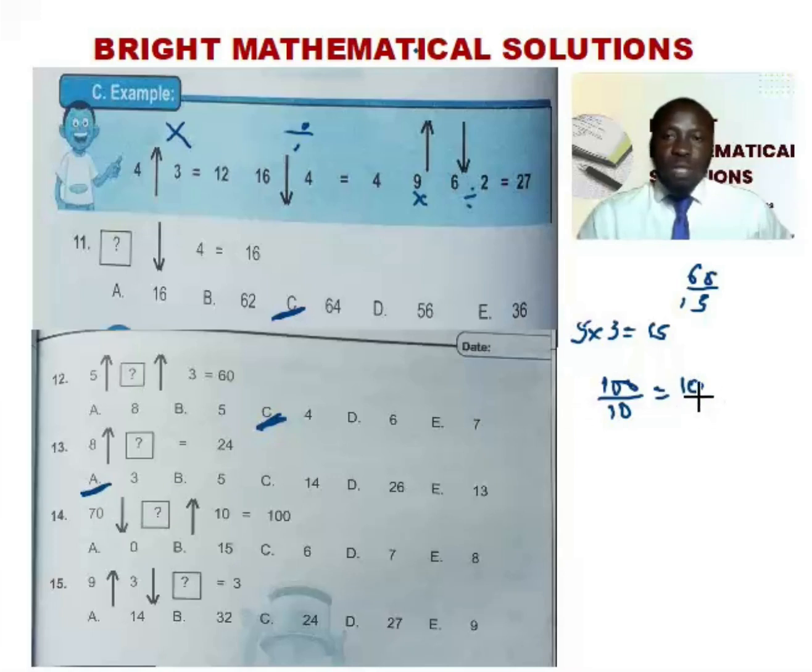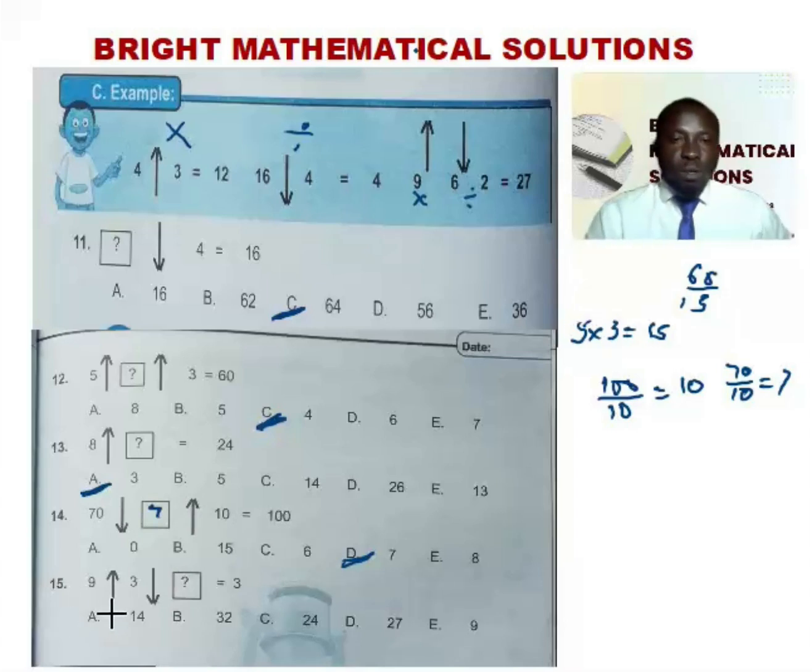So if you now divide 70 by 10, that gives us 7. So our unknown here is 7. So that is D. If you check back, 70 divided by 7 gives us 10. 10 multiplied by 10 gives us 100.